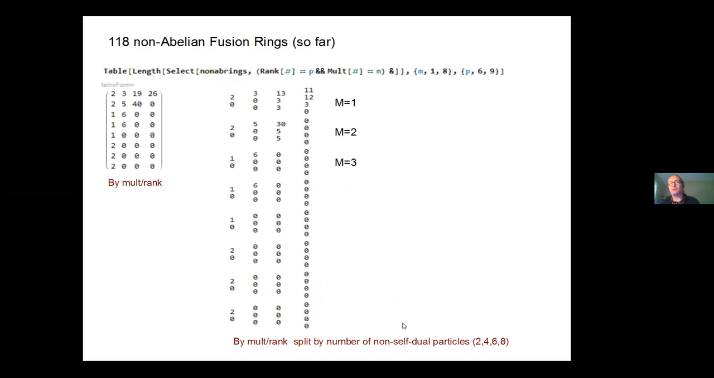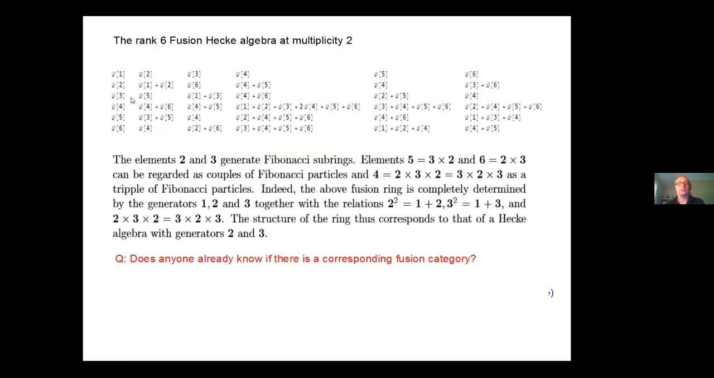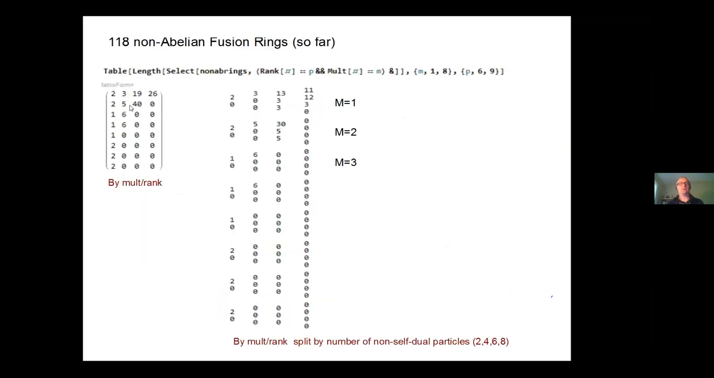Then we also found so far 118 non-Abelian fusion rings, which I've split up in cells, the same way as the pseudo-modular ones from the previous slide. If you do this by multiplicity and rank, then you see that you find the first ones at rank six. So this is rank six here going down by multiplicity.